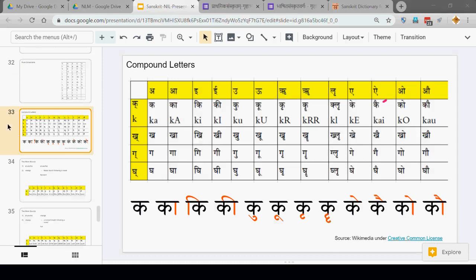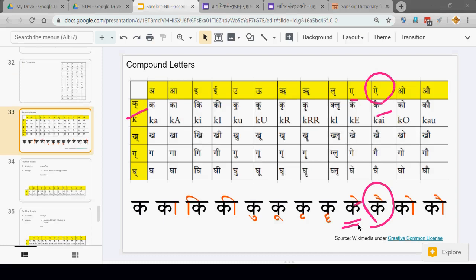The next vowel is i. After aa, we have i. So we have k plus i, sounding like kai. Right? Kai. Writing is similar to the previous one, but there are two lines here.